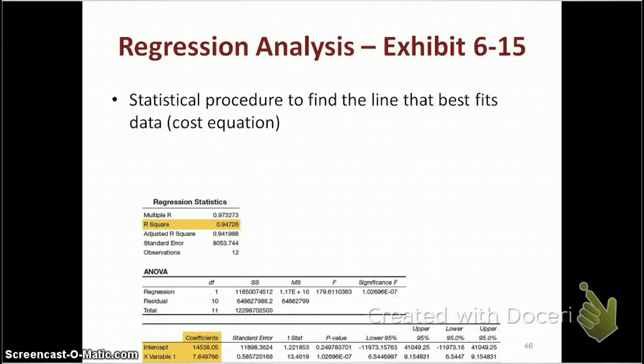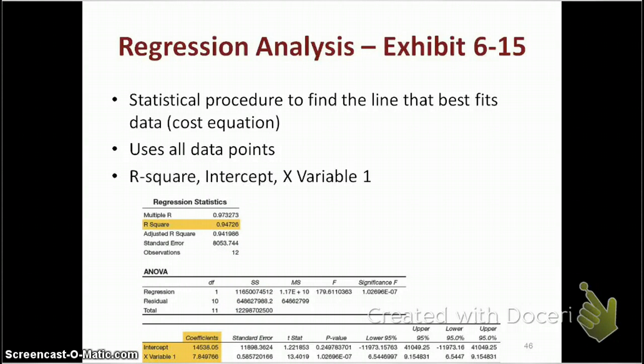So what is regression analysis? It's just a statistical procedure to find the line that best fits the data that we have input. So basically, the regression analysis calculates your cost equation for you. The good thing about regression analysis is that it uses all your data points. Whenever you're looking at a regression analysis, the three things that you need to find are your R square, which is right here, your intercept, and your X variable. So those are the three things that you need to pull out from this analysis.